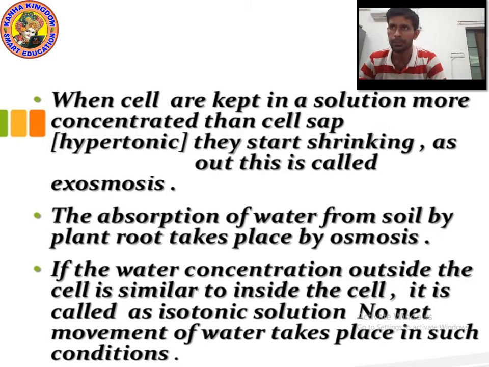The absorption of water from soil by plant root takes place by osmosis. If the water concentration outside the cell is similar to inside the cell, it is called an isotonic solution. Water concentration should be the same. No net movement of water takes place in such a condition. Okay, please write down. I am giving you 10 seconds.